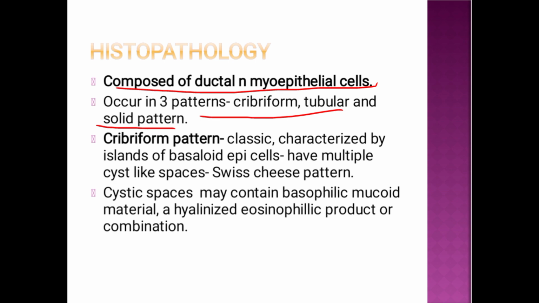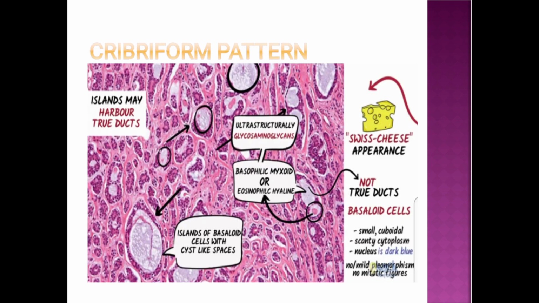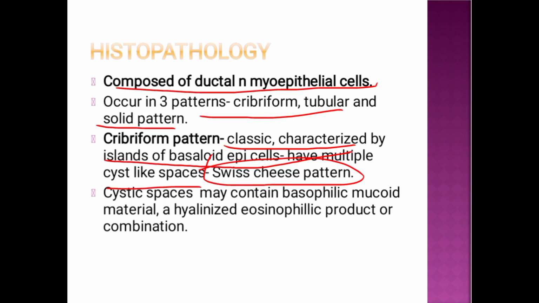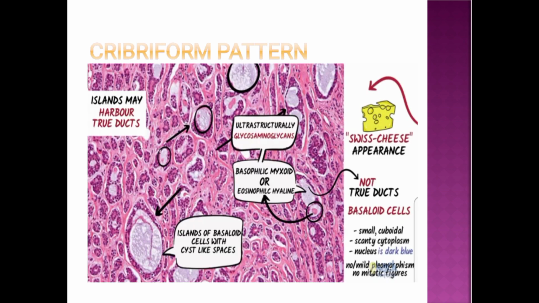The cribriform form is the classic one, characterized by islands of basaloid epithelial cells that have multiple cyst-like spaces, and very importantly, a Swiss cheese appearance. So they are saying that the cribriform form is the classic form, characterized by islands of basaloid cells, and these basaloid cells have multiple cyst-like spaces.